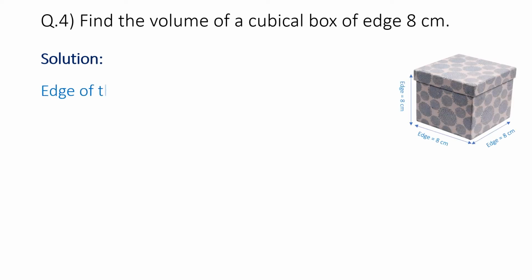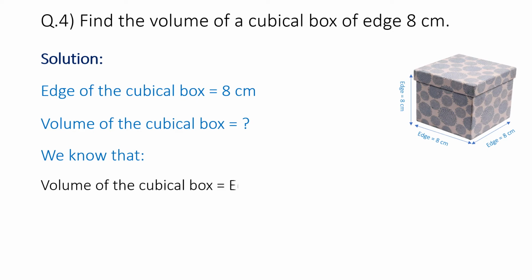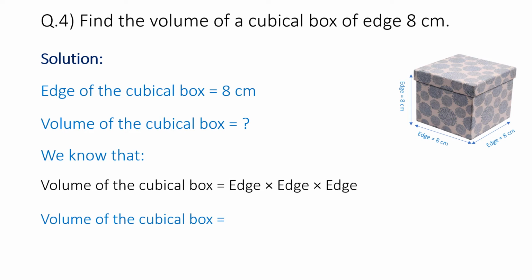Edge of the cubical box is equal to 8 cm. Since it is a cubical box, all the edges are equal in length, and we have to find out the volume of the cubical box. We know that volume of the cubical box is equal to edge multiplied by edge multiplied by edge. The edge of the cubical box is 8 cm, so write down 8 cm multiplied by 8 cm multiplied by 8 cm.